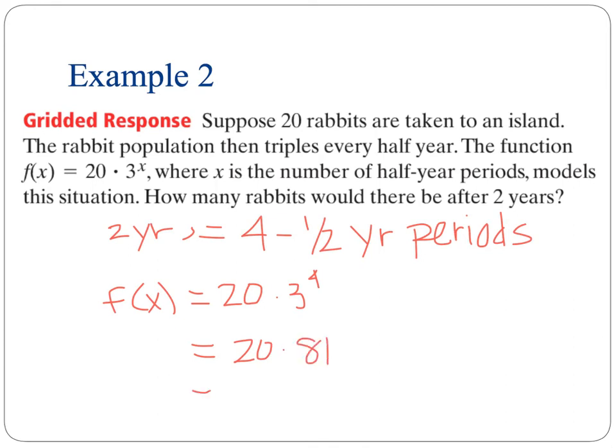And again, if I multiply those two together, we can see that we have 1,620, and this would be rabbits. So in 2 years, we're going to go from 20 rabbits, assuming none of them die off in the wild, to 1,620 rabbits just from those original 20.